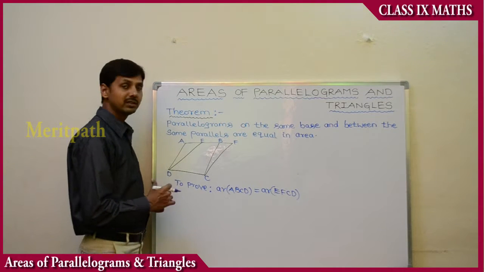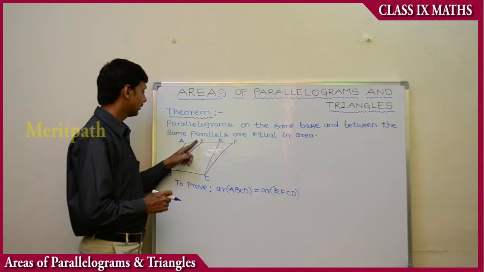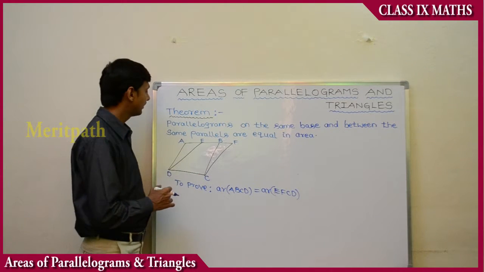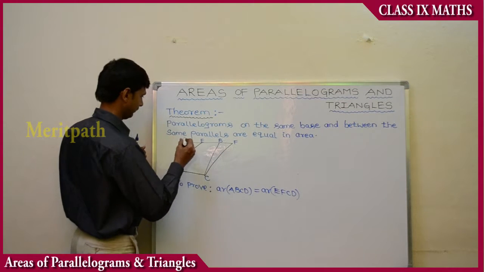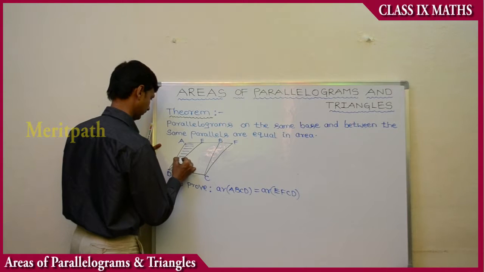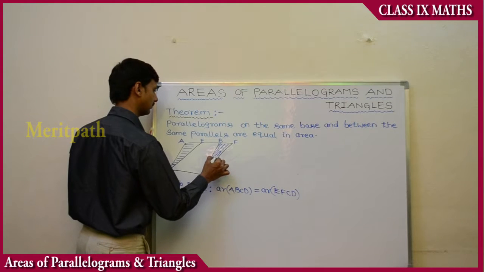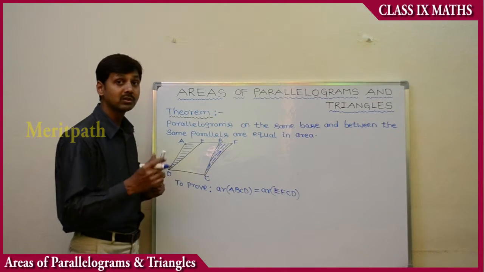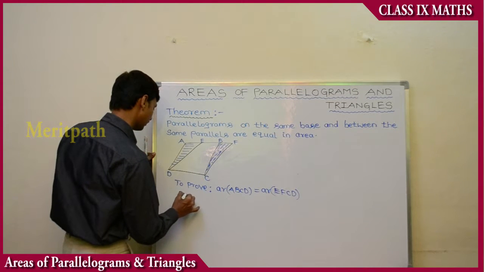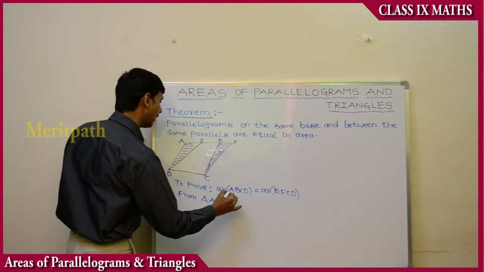So let's consider the two triangles in that. So AED and BFC are two triangles in this. Let's observe these two triangles. This is one of the triangles, the second triangle. So we've got two triangles here, which are triangle AED and triangle BFC.